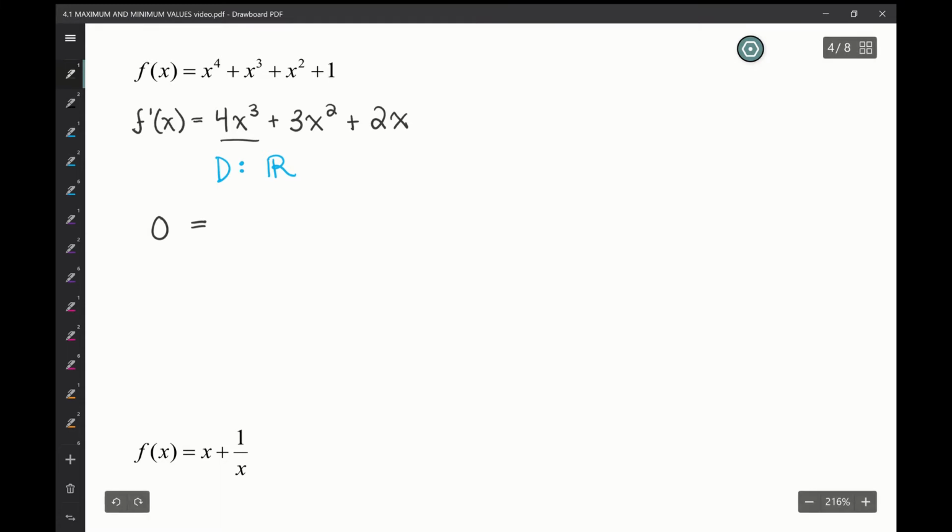And then I notice that each of these terms has an x, so I can factor out an x. So I have x times the quantity 4x squared plus 3x plus 2. I know that by the zero product property, this whole thing will be equal to 0 when x is equal to 0. And now I need to use the quadratic formula for this next part.